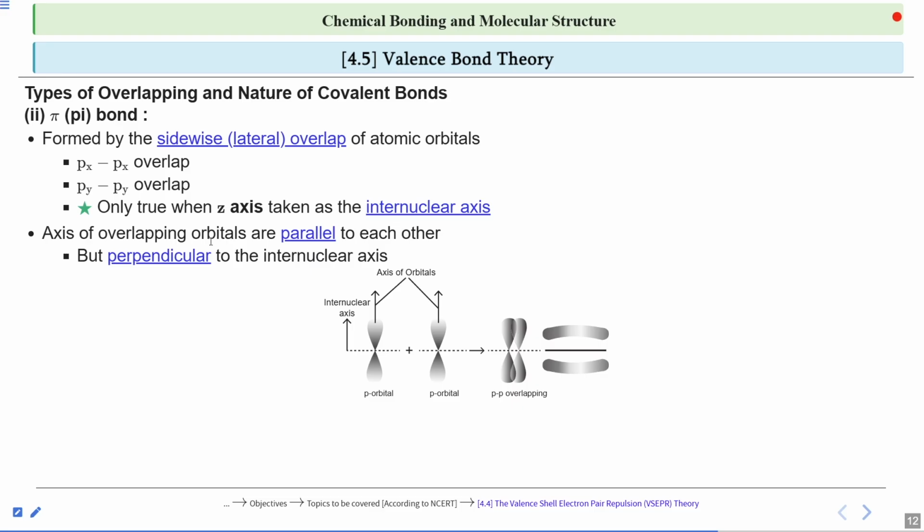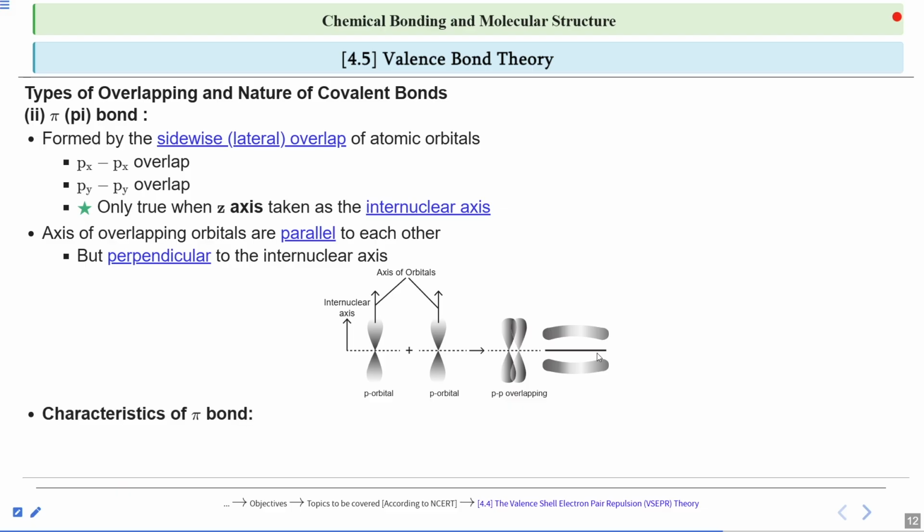Now two points are important here, which are very noteworthy: in the case of side-on overlap, the axis of the orbital is perpendicular to the internuclear axis. Okay, and this overlap results in a special type of final atomic orbital, or you can say an overlapped orbital.